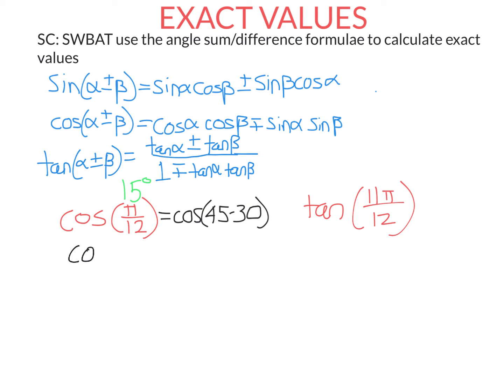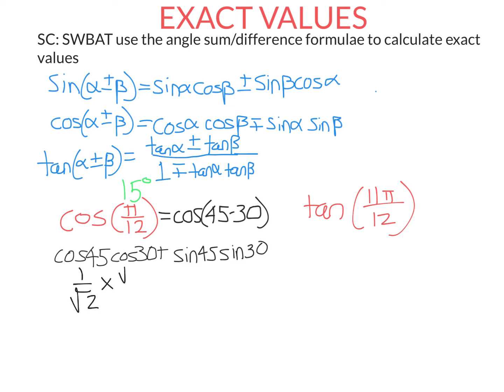So when you're expanding cos, it's cos of the first times cos of the second. Now remember, it sort of goes the opposite way. So when you're subtracting here, a plus goes between the two terms. And then it's sine of the first times sine of the second. So that's why it was important that I chose angles for which I know the exact value. So we know that cos of 45 is just 1 on root 2, cos of 30 is root 3 on 2, sine of 45 is also 1 on root 2, and sine of 30 equals a half.